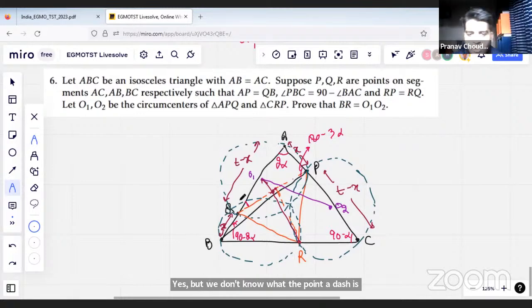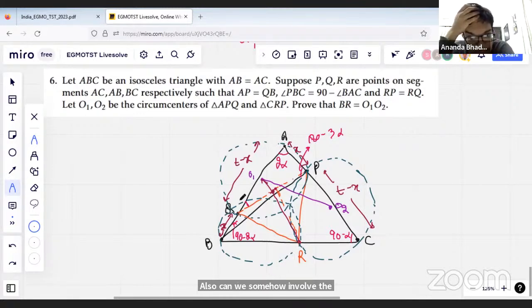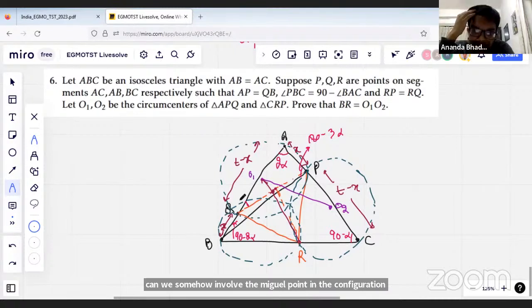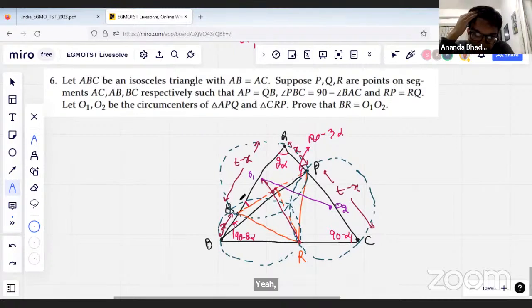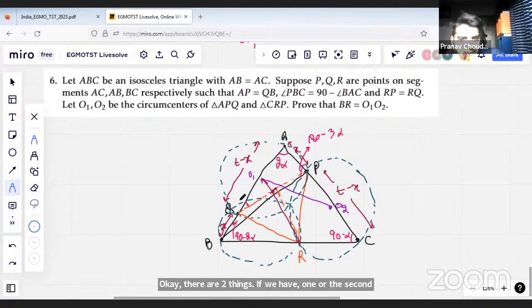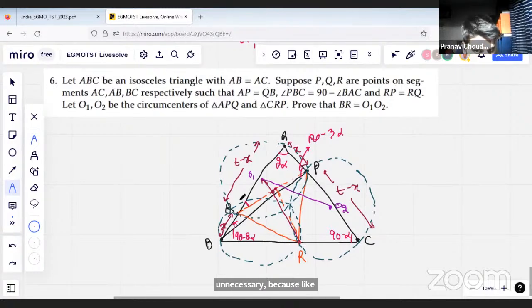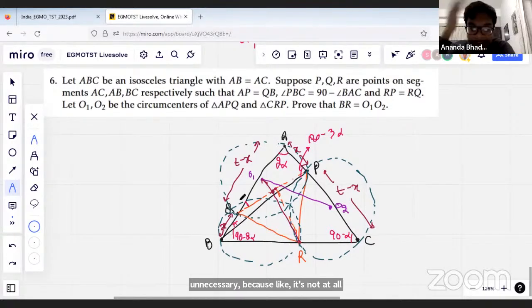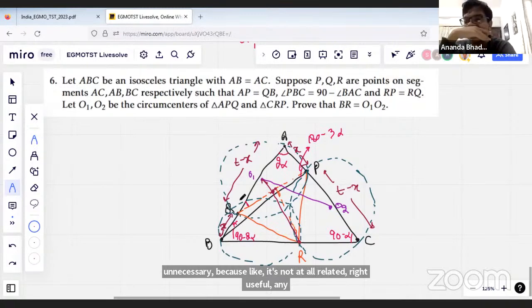Also, can we somehow involve the Miquel point in the configuration? Yeah, Miquel. Okay, there are two things. If we have to involve the circle BQR, then we should involve the Miquel point. But I guess BQR is unnecessary because it's not at all related, right? I don't see it being useful anywhere. Yeah, that is true.